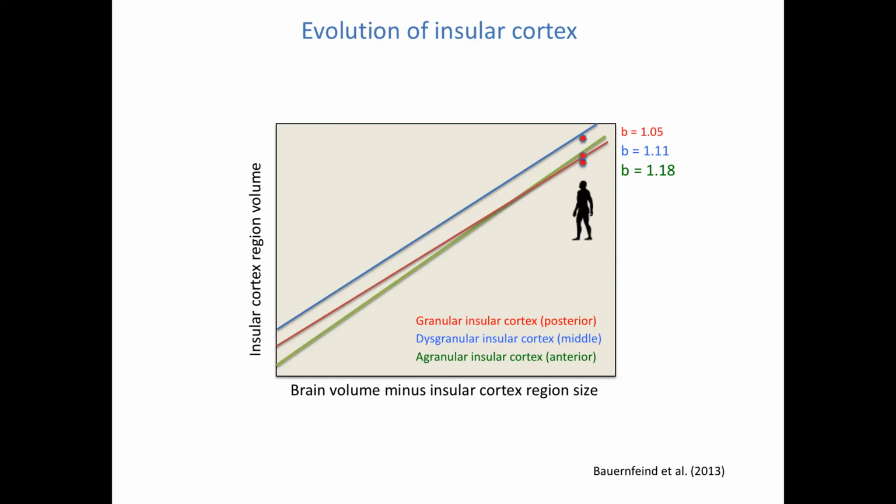And when you plot human values on the primate regression trends, you see that humans are not exceptional in the size of any of the subdivisions of insular cortex. We have a large anterior insular cortex, which we do employ in our very sophisticated social cognition, but it is not any larger than one would predict for a primate of our brain size scaling.